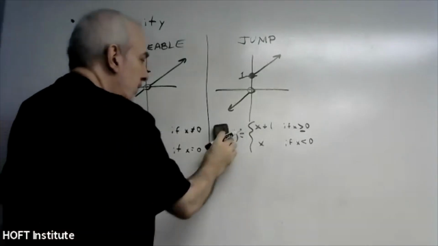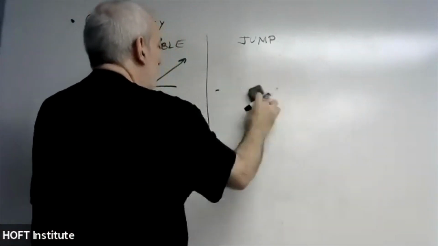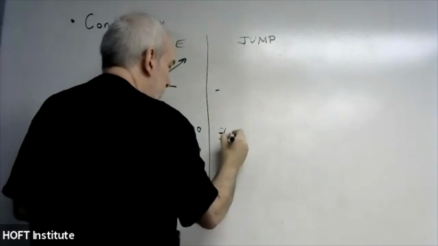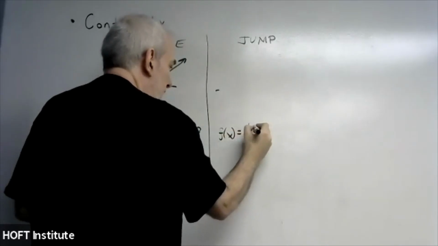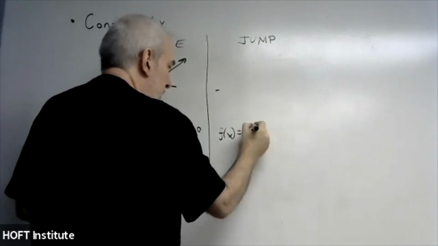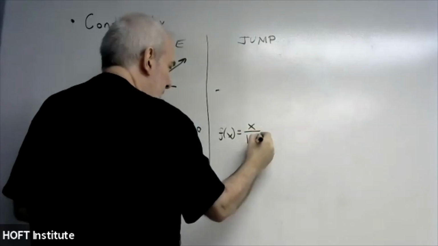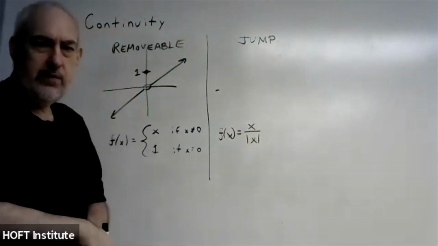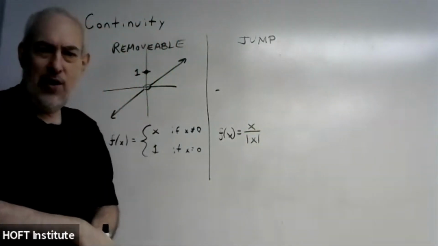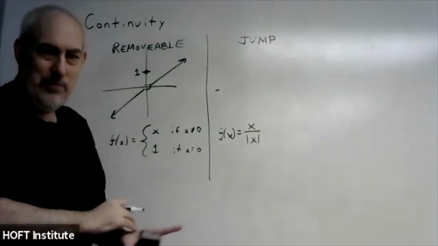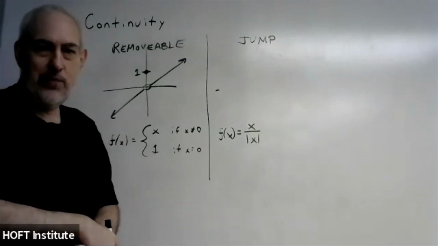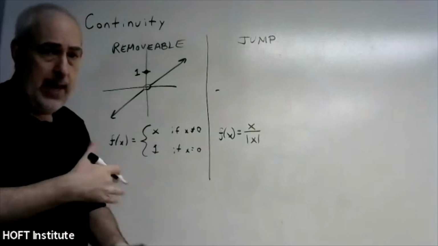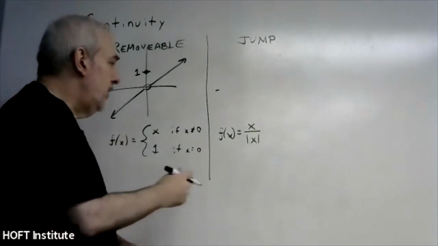Another really common example of a jump discontinuity is a special function, and this function comes up a whole lot. It seems like in UT homeworks and tests. This little function f of x equals x over the absolute value of x, and some variations on this function.